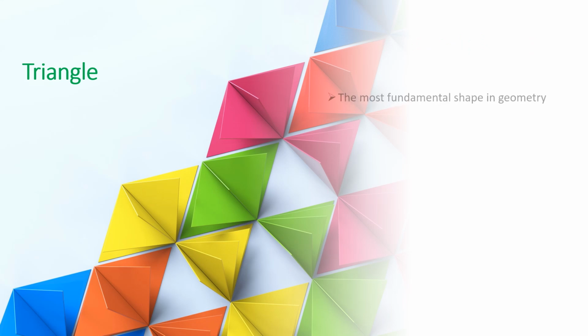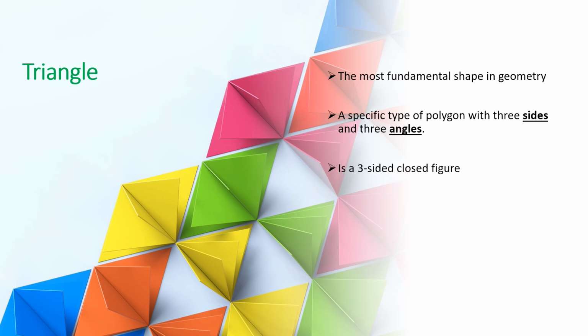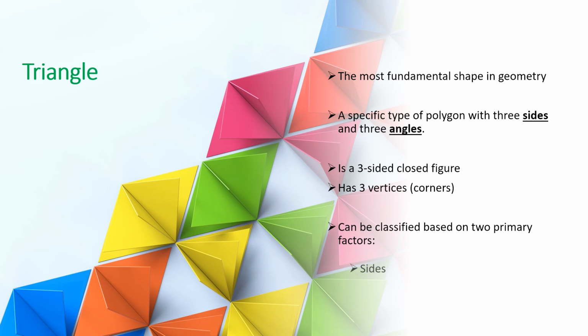What is a triangle? It is the most fundamental shape in geometry. It's a specific type of polygon. Of course, it has three sides and three angles. It's a closed figure. It can be classified into multiple types, which we'll see later. We can classify them on sides or angles. To start, let's understand the parts of the triangle.